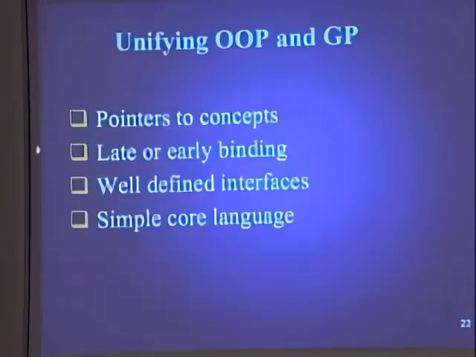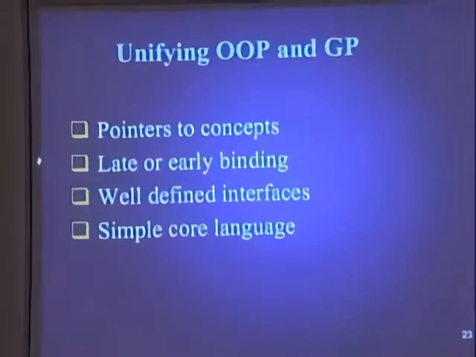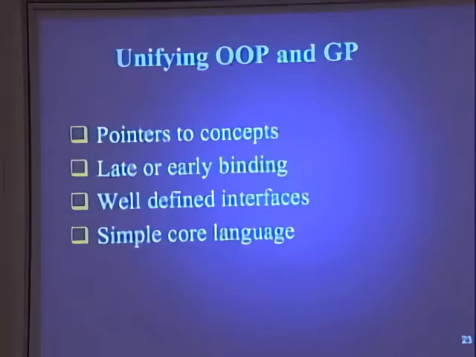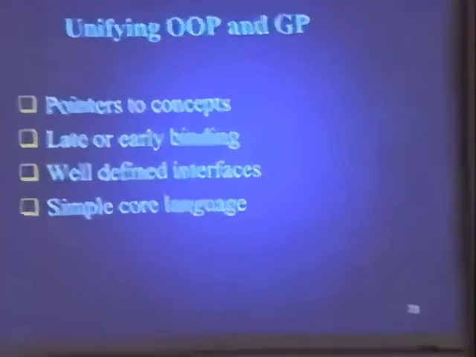And if we do that, if we unify these two things, we could do wonderful things. We could have pointers to concept. We could have late binding and generic programming combined. It's all kind of beautiful things. Unfortunately, we do not have a language like that. Okay, why not? Maybe in the last 3 minutes that I have left, I'll attempt to answer.